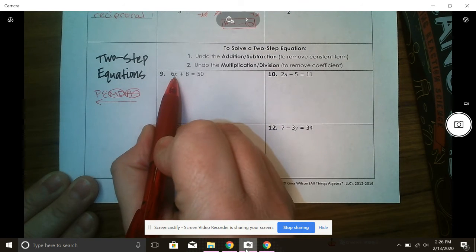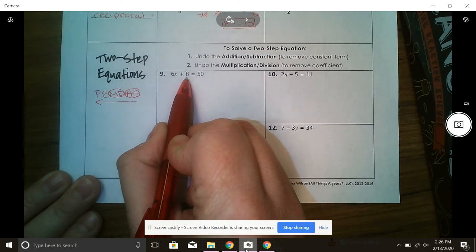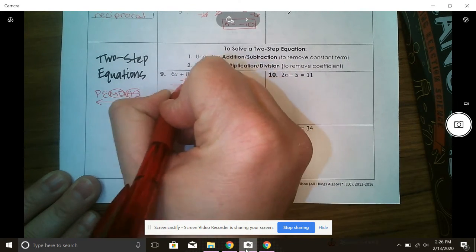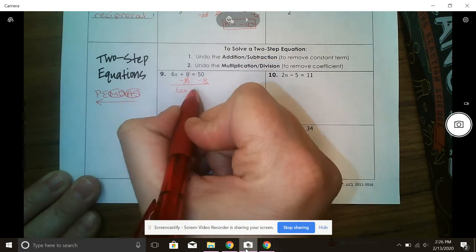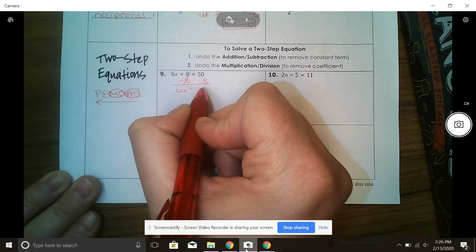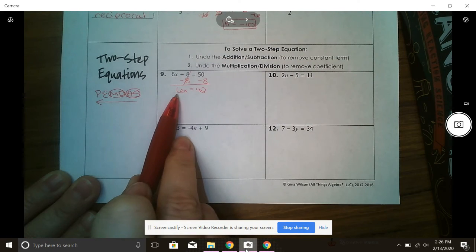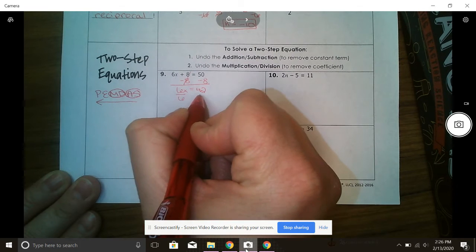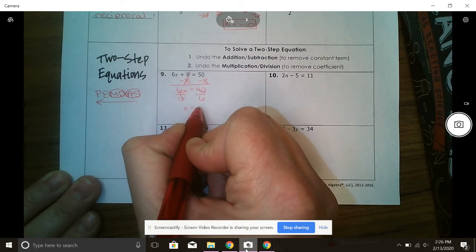If I want to get x by itself, I need to undo the addition first. Well, the inverse of addition is subtraction. Subtracting 8 will get rid of that plus 8. So you'll have 6x on the left side. 50 take away 8 will leave you with 42 on the right side. Now the only term to get rid of is the coefficient 6. This 6 is multiplying x, so to get rid of it, I would divide by 6. And 42 divided by 6 is 7.